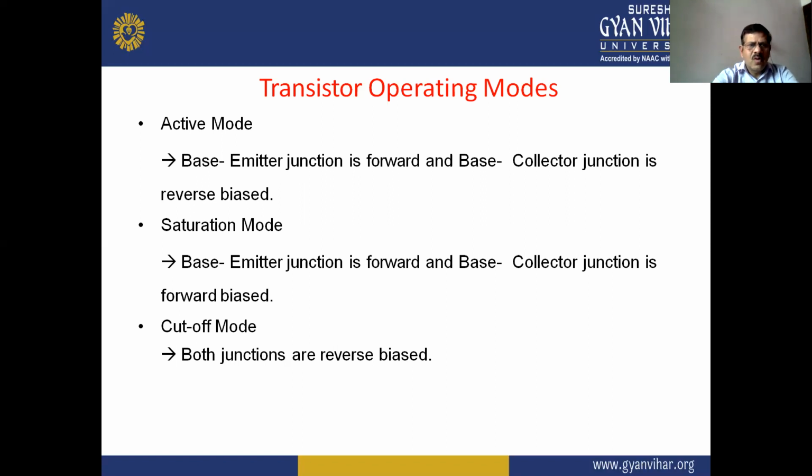In the third type of mode, cutoff mode, both junctions are reverse biased: the base emitter junction J1 is reverse biased, and the junction J2 base to collector is also reverse biased. So in cutoff mode, both junctions are reverse biased. So there are three modes in which the transistor operates.